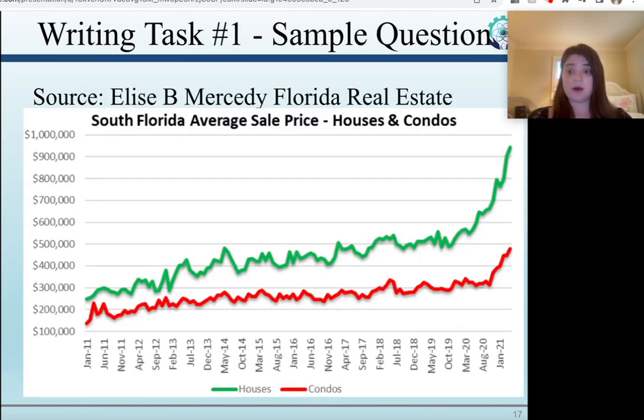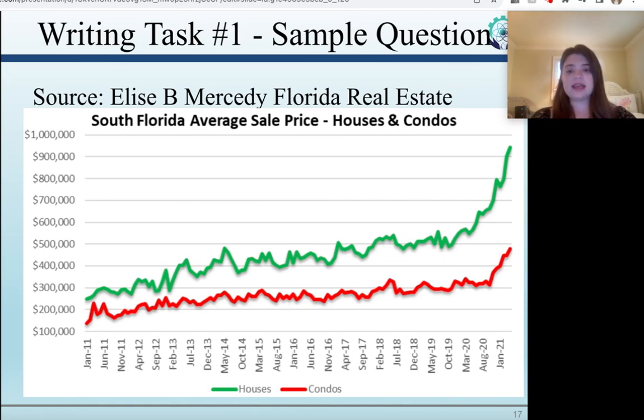Right. So what could we say about this graph? I didn't actually write out a full thing for this one, but I am going to talk a bit about what we could say. Let's just brainstorm some ideas here. What could we say for the paraphrase section of this? Well, we could say that this graph shows the average Florida real estate prices for Southern Florida for both houses and condos from January 2011 until January of 2021 and checks in every 5 months, right? We could say something like that about this. So that's good.